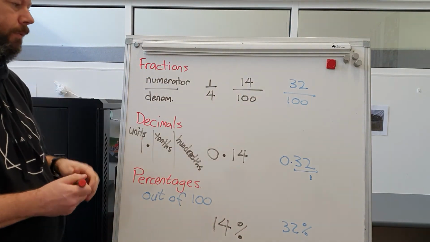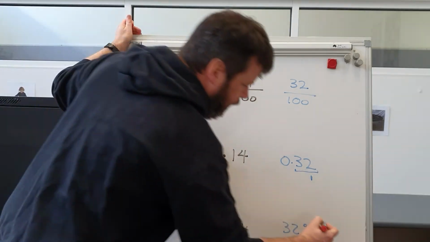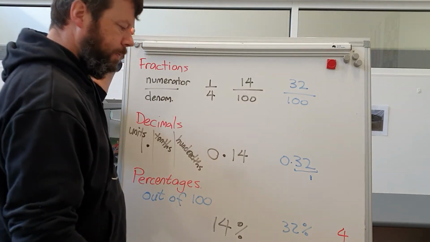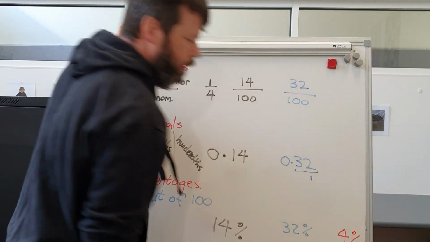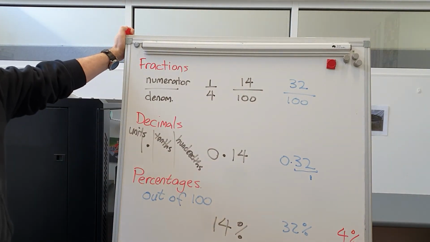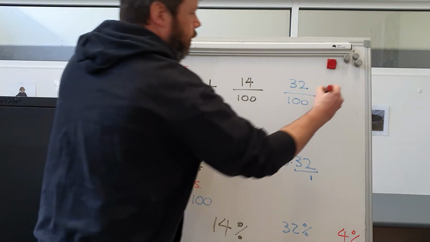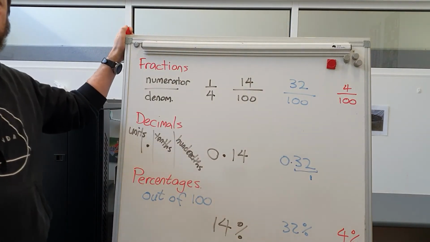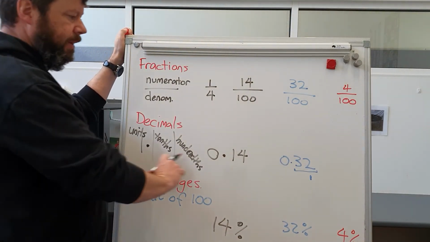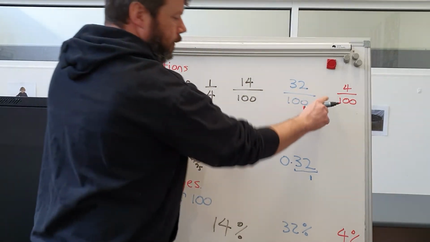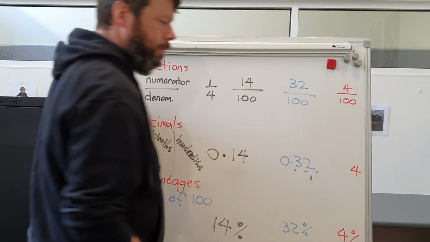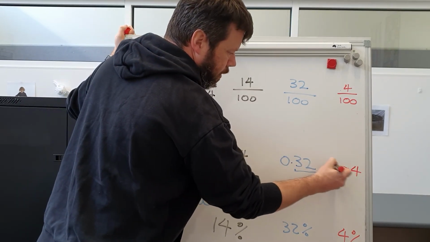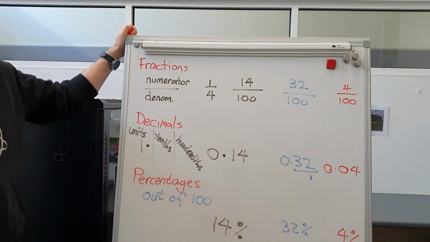And we can do it from the other side as well. So if we start with a percentage of 4%, because percent is out of 100, that's 4 out of 100. So at the top here, we can go 4 out of 100. And then as a decimal, well, 4 hundredths, no tenths, and then we put our 0 for the number of units.